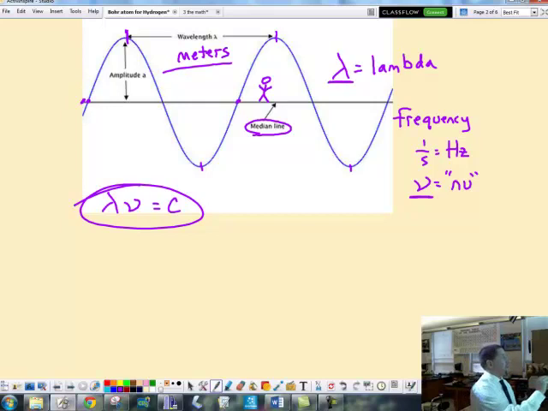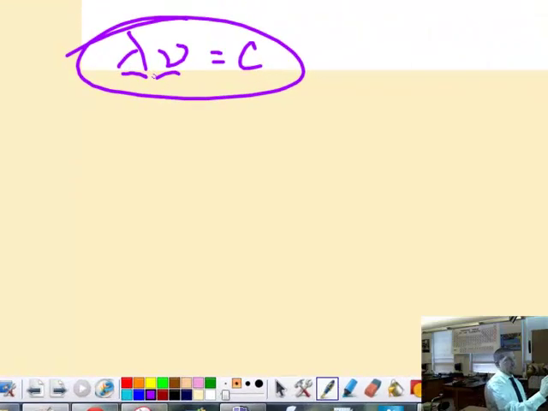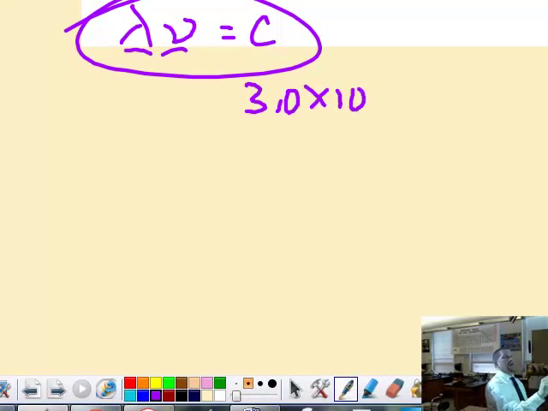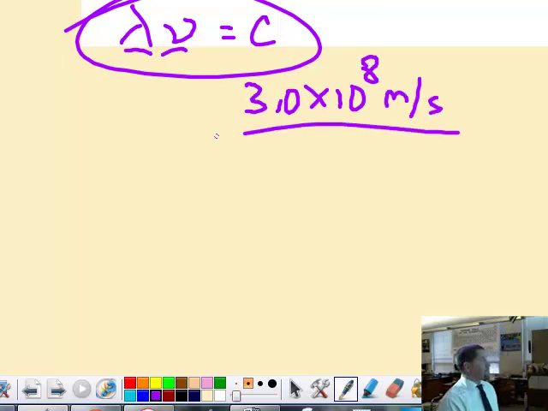So 3 variables, you're going to have one of these two, so either lambda or nu, and you always have c. c is equal to 3.0 times 10 to the 8th meters per second, so the speed of light. So now if we know lambda, we can solve nu. We know nu, we can solve for lambda. So let me show you a calculation involving that.